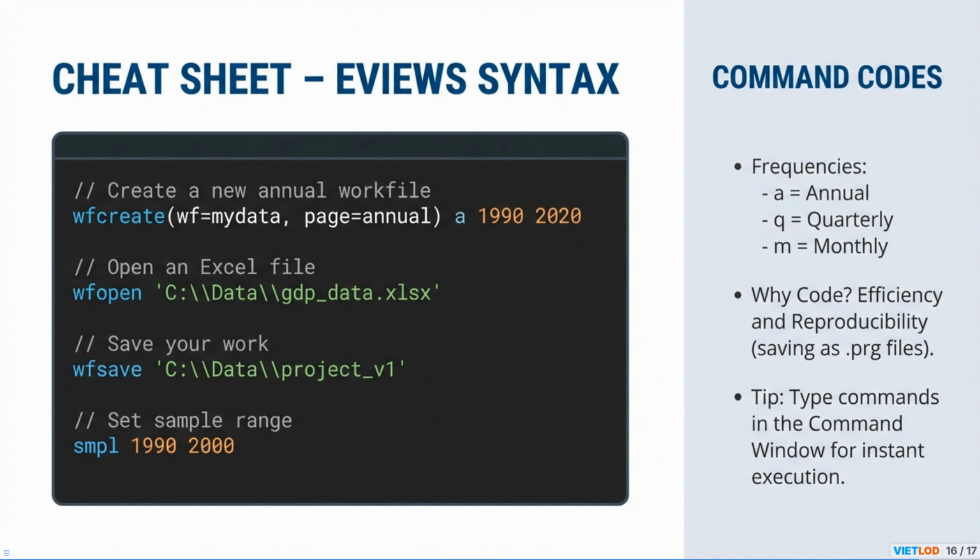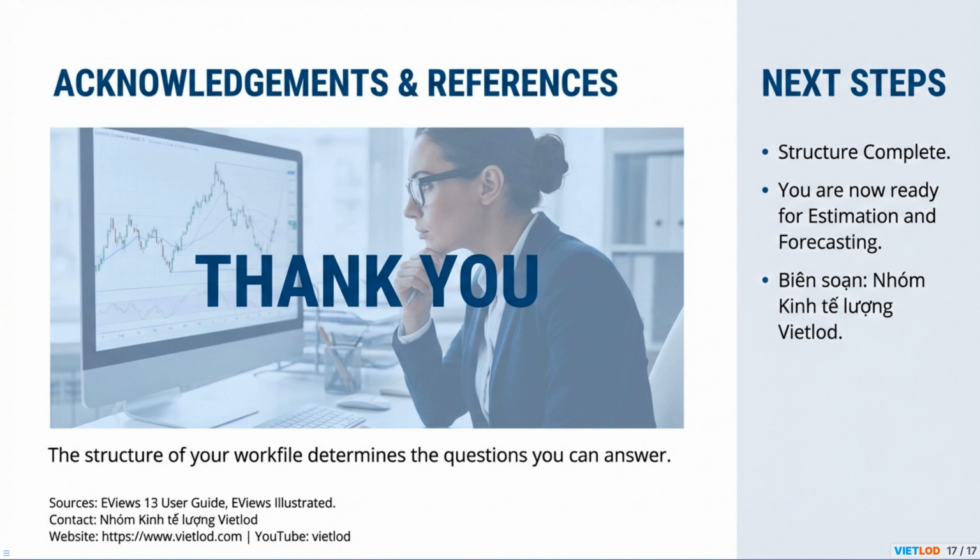Next, to open an existing Excel file, for example, gdpdata.xlsx, located in the C/data directory, you'd type wfopen c/data/gdpdata.xlsx. To save your current workfile, perhaps as project v1 in the C/data folder, the command is wfsave c/data/project v1. Finally, to set the active sample range of your workfile, for instance from 1990 to 2000, you use sample 1990-2000. On the right, you'll see common frequency codes, A for annual, Q for quarterly, and M for monthly.